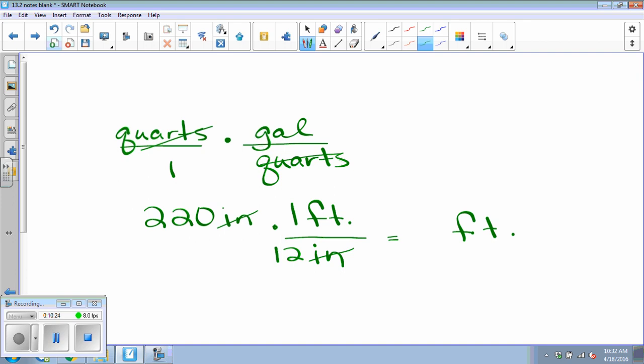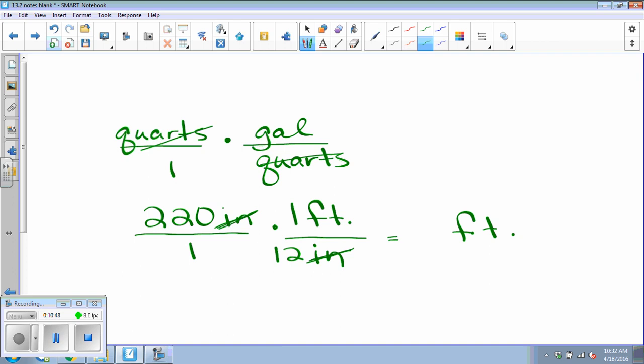Why did you cancel that? It's like 12, but that's 220. I didn't cancel 12 and 220. I canceled the units, the inches. Okay? Then you would do 220 divided by 12, and that would tell you how many feet that is. Okay? Do you understand?